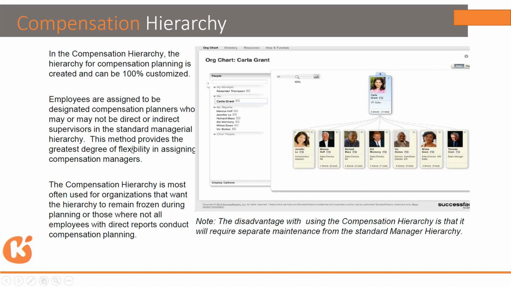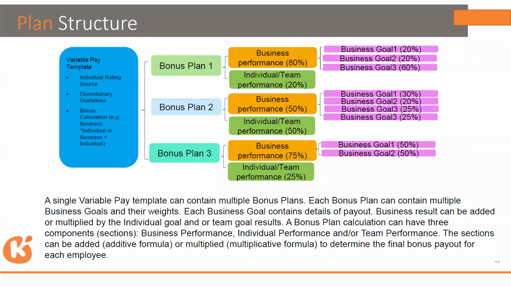So you will see your other sections. Here you can see your plan structure. Your plan structure is basically how you're creating it. Your one variable template can have various bonus plans: plan one, plan two, plan three, plan four, whatever. And each plan, you want to do with a basic and then the business performance, or the individual team performance. So like this, you can set all those percentages or the amounts that you want for the calculation.